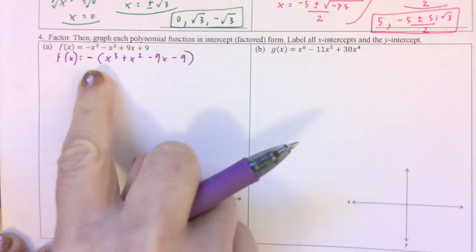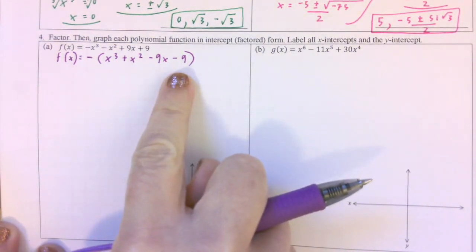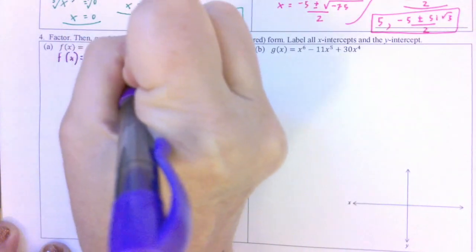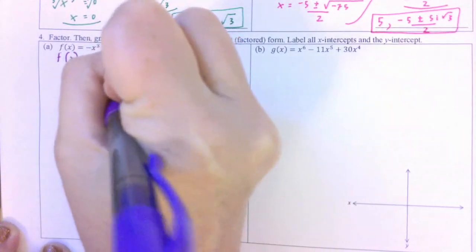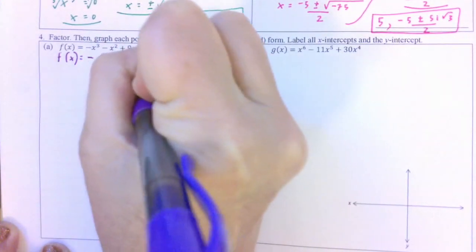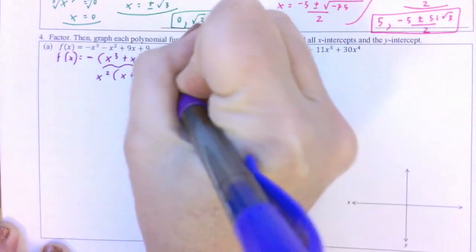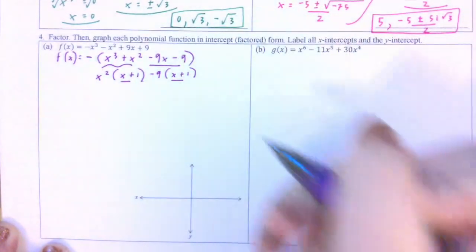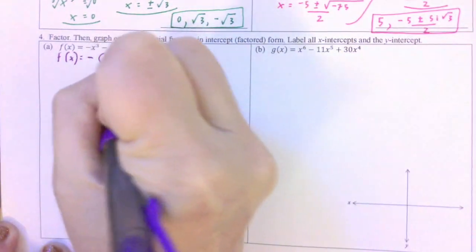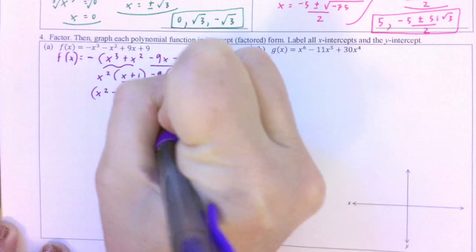Okay, now I see that I have a 4-term polynomial. The only way that I can break that down is by grouping. So group the first two and then the last two. So my GCF here is x squared, leaving behind an x plus 1. Over here, a negative 9, leaving behind an x plus 1. These match. Regroup it. X squared minus 9 times x plus 1.